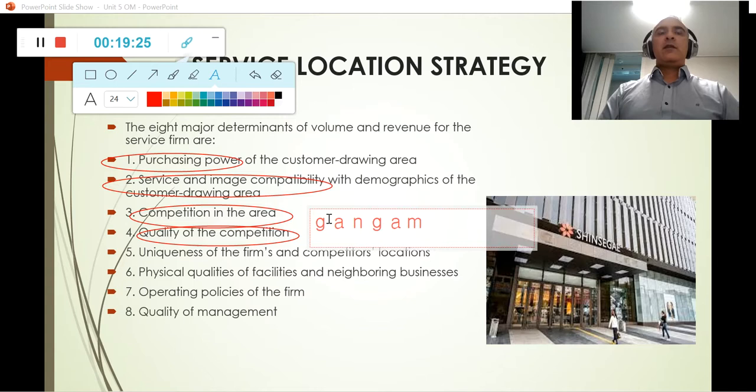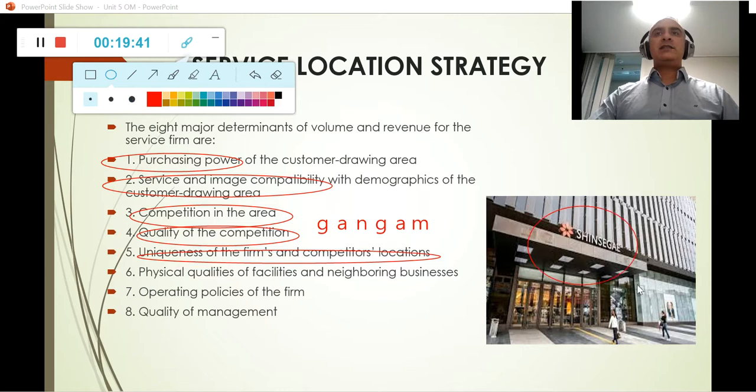When we think about Gangnam, we're talking about the competitors will be Lotte, will be Hyundai department store, and somehow we are chasing the same market. However, we have some uniqueness of the firm, okay? Maybe as Shinsegae, I have very special products, very unique products that other competitors don't have. Also, I can think of the qualities of facilities on neighboring businesses. Also, if there's any shops that are very similar and that can contribute also to bring value.